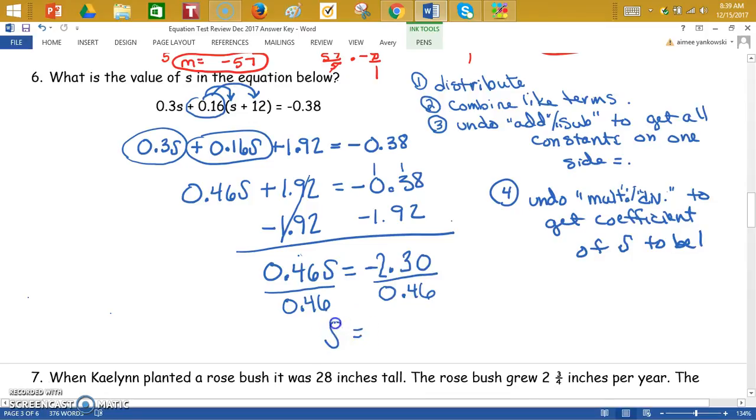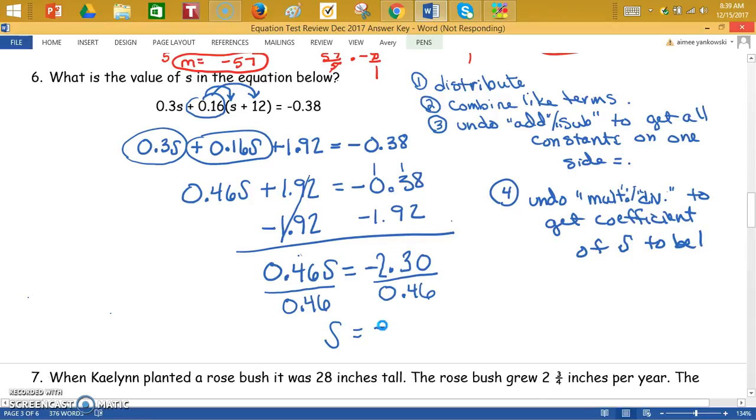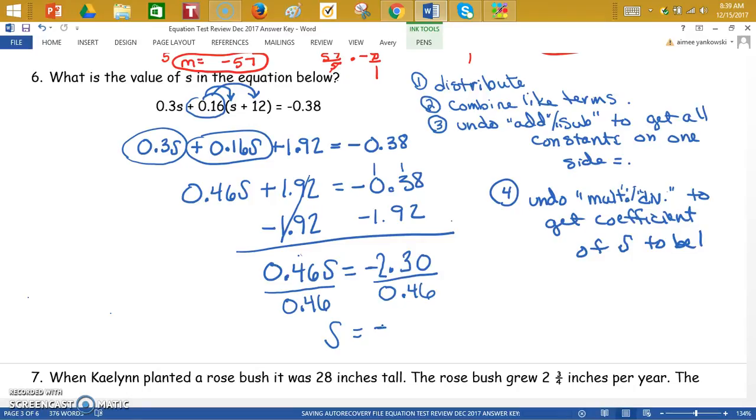Left-hand side, I'm left with 1s, or just s, equals negative divided by a positive is a negative. And I'm actually going to use a calculator. I have to get my phone out because I rarely use calculators, but I'm going to need to for this one because of time constraints. So I have 2.3 or 2.30, that's a negative, and I'm going to divide that by 0.46. Oh yay, it comes out to a nice number. It comes out to s equals negative 5.